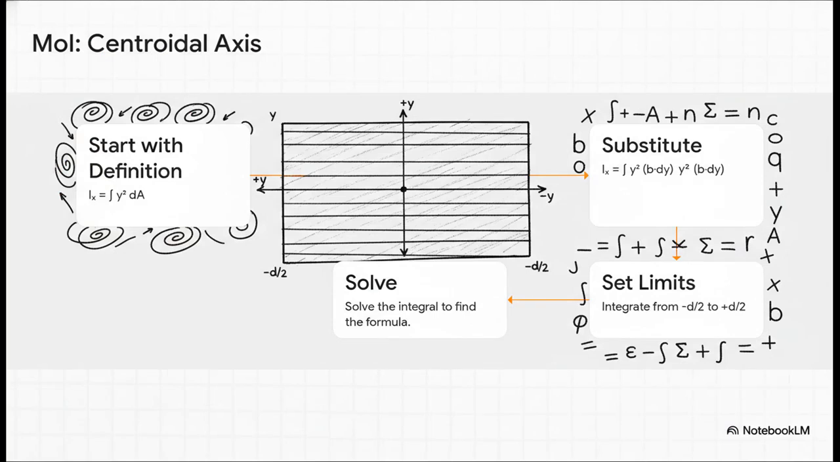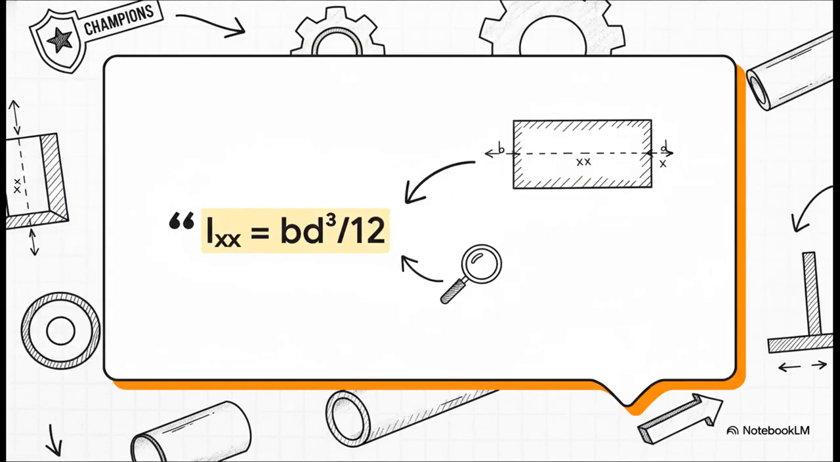Okay, to find the moment of inertia about the horizontal centroidal axis, that's just the line passing right through the geometric center, we start with our main definition. Now imagine we slice our rectangle into a super thin horizontal strip. The area of this tiny strip, dA, is just its width, b, times its tiny little height, dy. We pop that into our integral. Now pause and think, what are our limits? Since the axis is right in the middle, the strip can go from the very bottom at negative d over 2 all the way to the very top at positive d over 2. And after you solve that integral, boom, this is what you get.